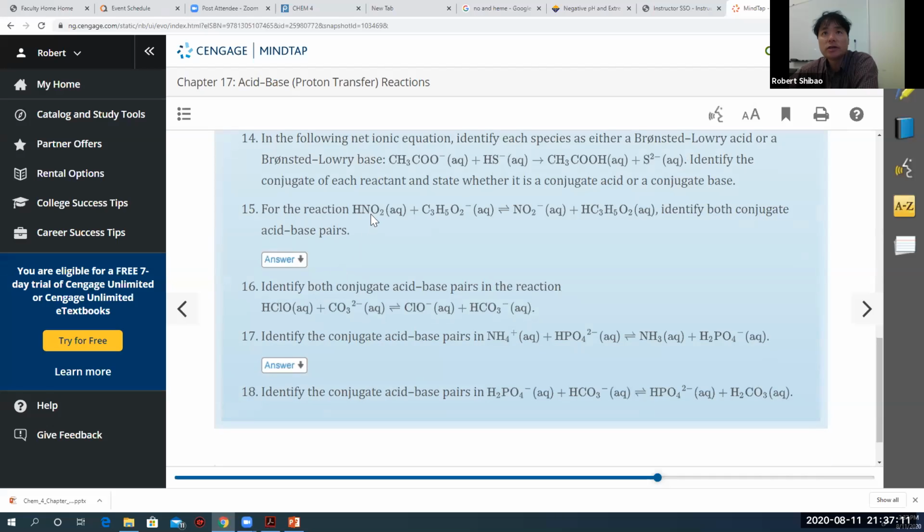For the reaction HNO2, nitrous acid plus this C3H5O2, propanoate probably, yields nitrite and propanoic acid. Identify both conjugate acid-base pairs. So here's the acid, its conjugate would be this nitrite. Here's the base, its conjugate would be this. And so this would be a conjugate pair. This is acid base, this is the base acid.